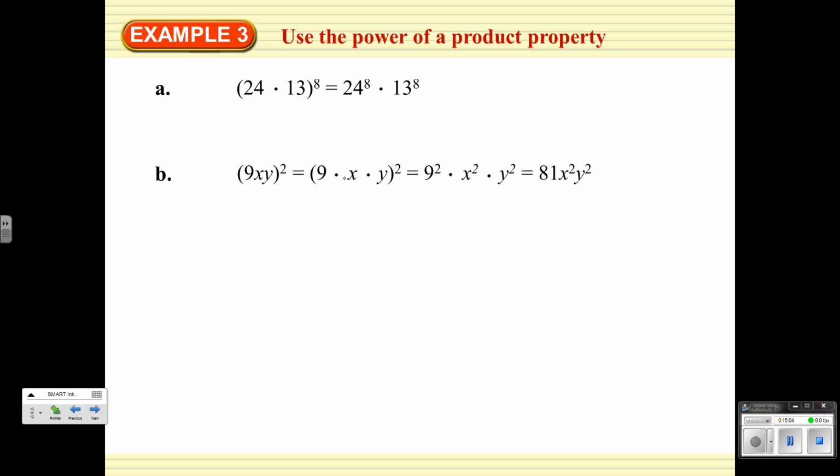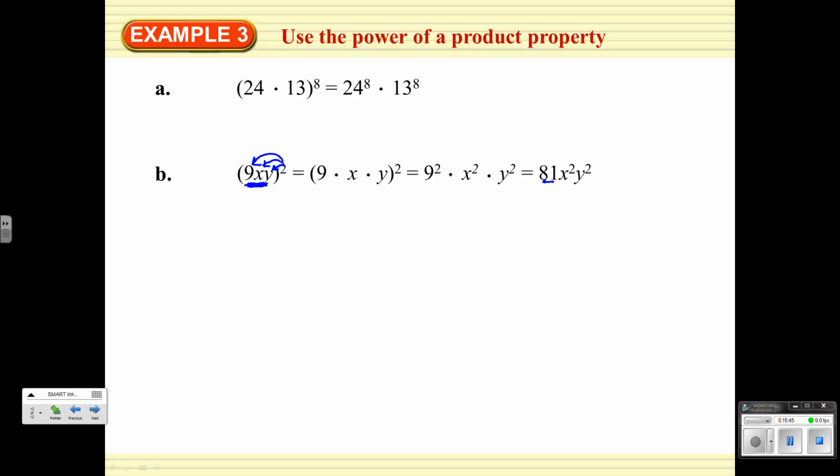Now, this one looks like a big mess. It's really, really not. And this step to me is confusing. I like just seeing it like this, and I want you to realize that the 2 goes with the 9, the 2 also goes with the x, and the 2 also goes with the y. See what they're doing? They're showing you that. So it's 9 squared times x squared times y squared. In other words, everything inside this gets squared. Everything inside there gets squared. So 9 squared becomes 81. x squared stays x squared, y squared stays y squared.